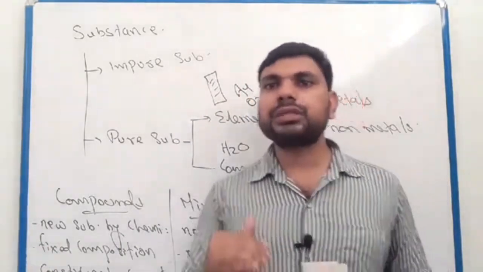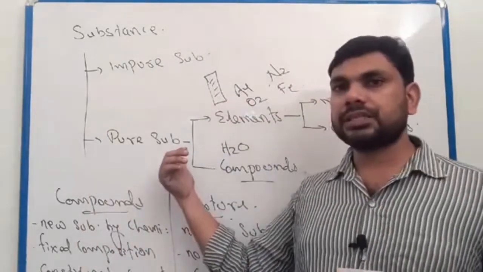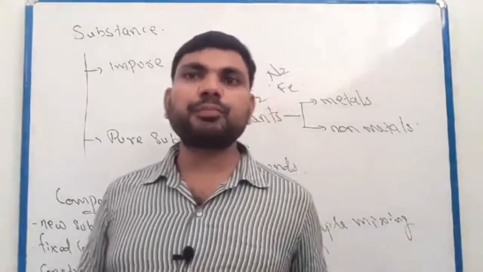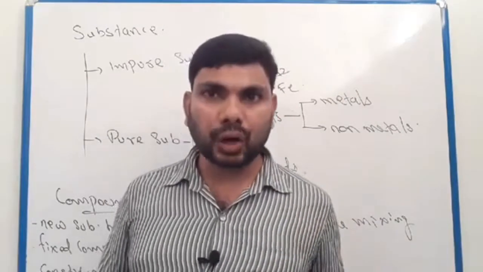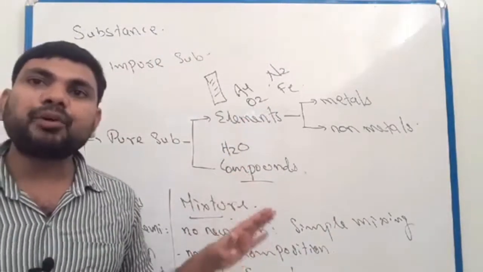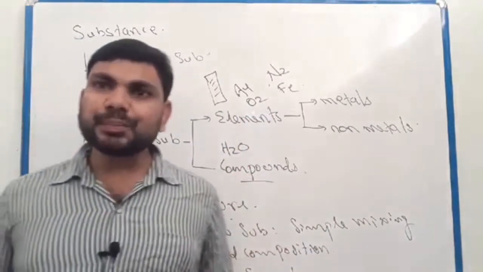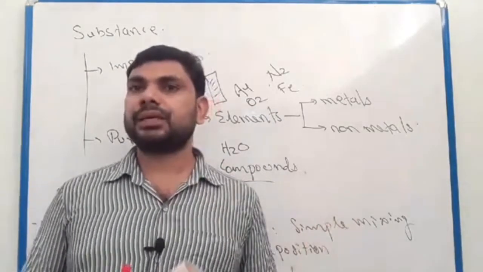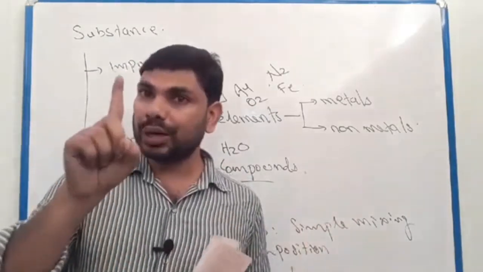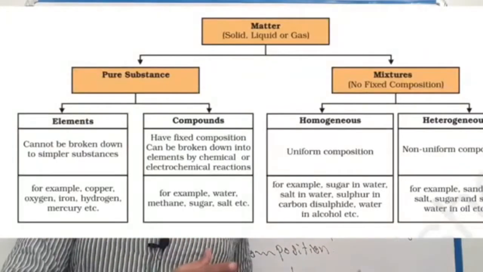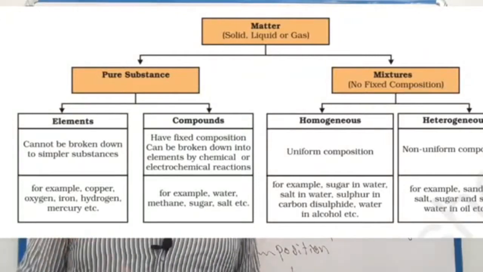Now we have to discuss pure substances. We can classify pure substances into two different types: elements and compounds. Elements means a substance which contains only one type of atom. Substances which contain only one type of atom, that is an element.